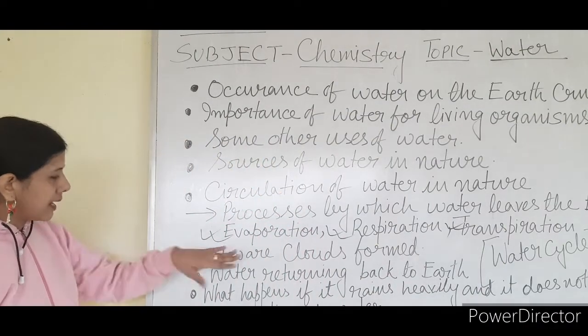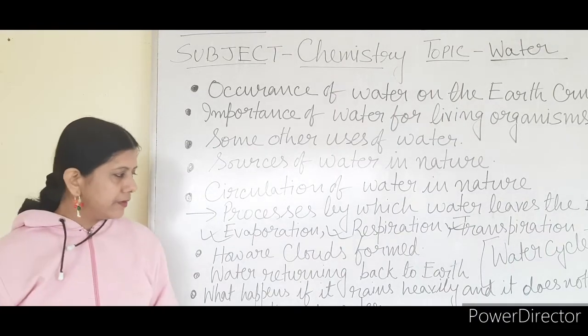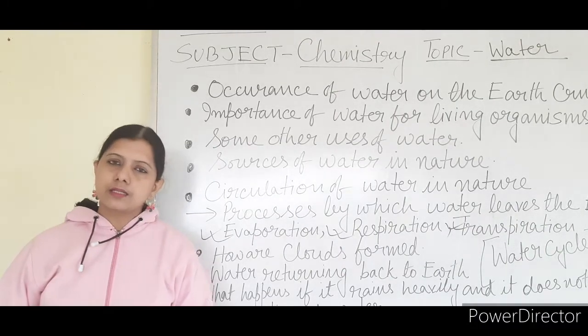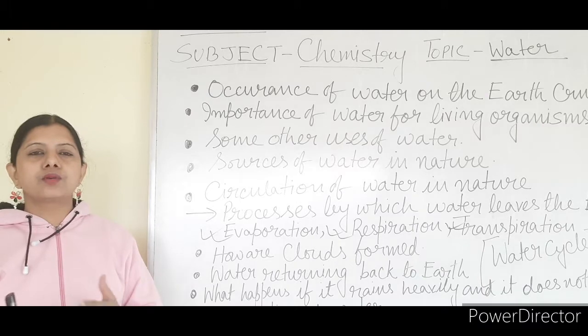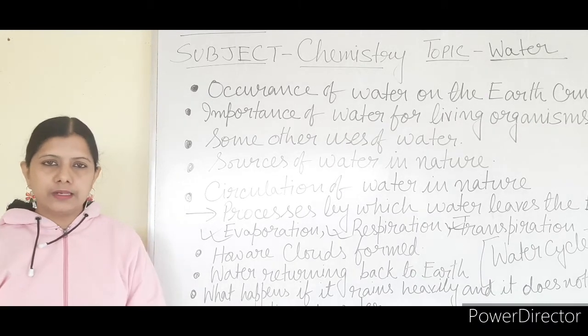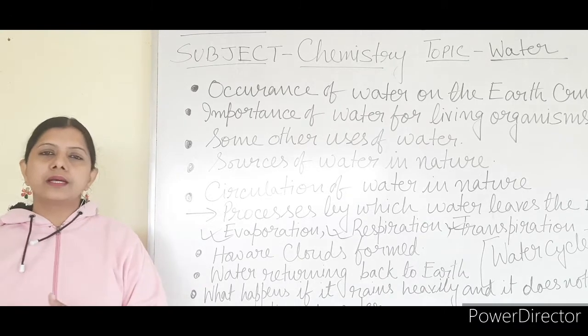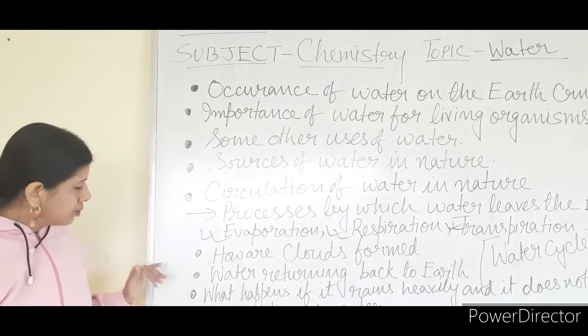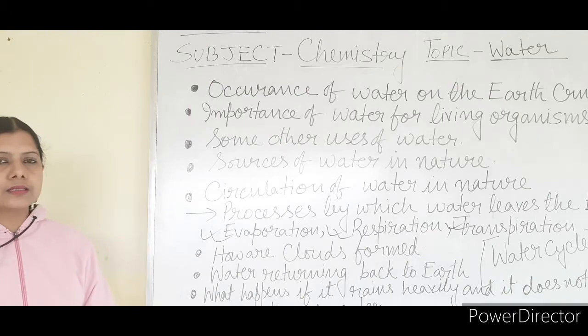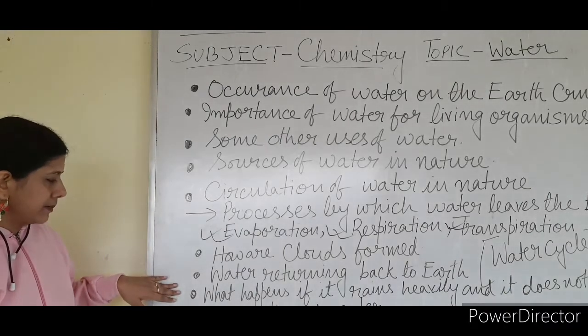Next is what happens if it rains heavily and if it does not rain heavily. What are the conditions that will be created if it rains heavily, and if it does not rain heavily, then what will be the effect on living organisms? Both the points you have to learn, and this is coming under this point.